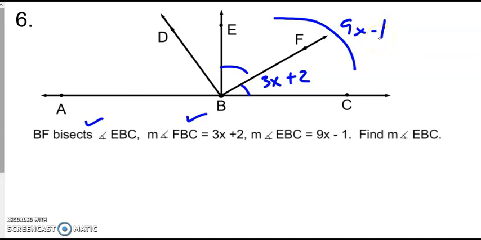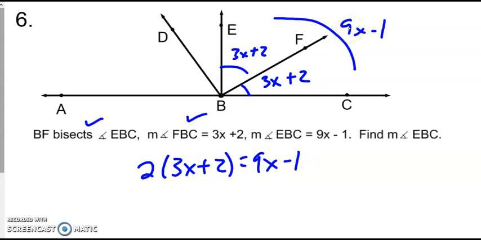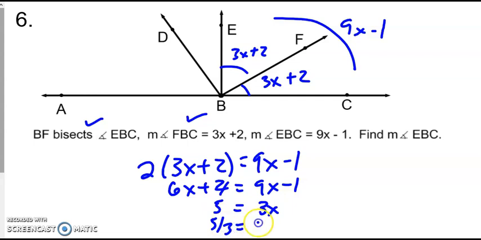Well, okay, so where's our equation? We know these two angles add up to EBC. We also know they're congruent, so this angle would also be 3x plus 2. So if I add those two together, or in other words, double 3x plus 2, I can set that equal to the larger angle, 9x minus 1, and then solve that. So again, distribute through, use our algebra here, solve for x. So we get 5/3 equals x. Again, is that what we're looking for? Well, we're looking for angle EBC, the larger one, so we can simply plug that into 9x minus 1 and get that to be 9.